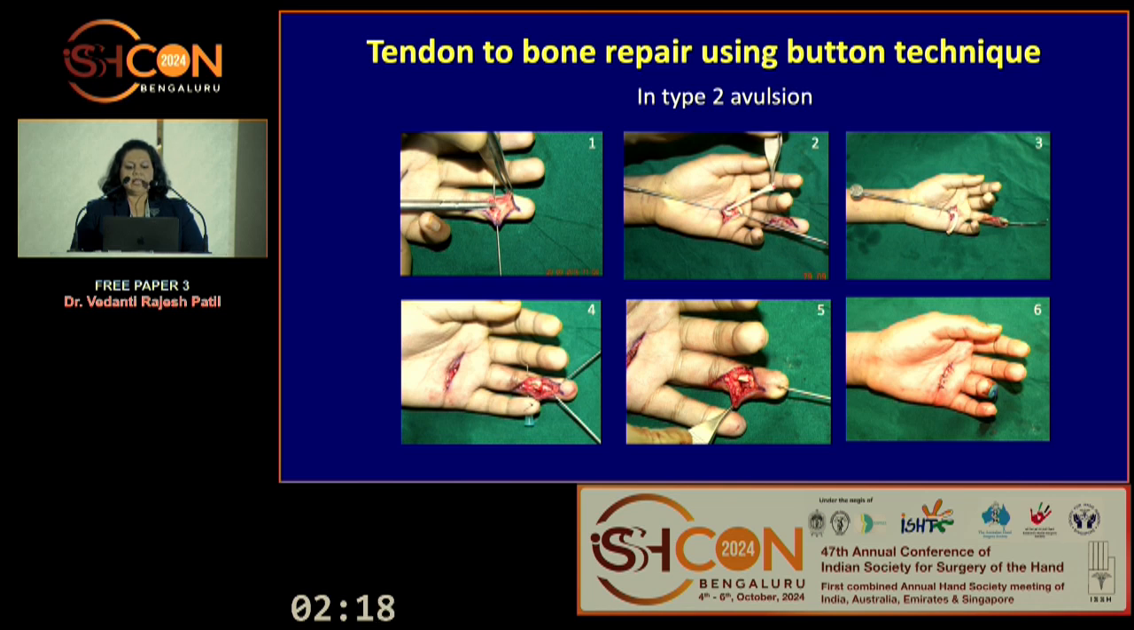This is a type 2 avulsion injury. We did a tendon to bone repair using the button technique. Here the A5 pulley was dissected and the fibrous tissue was excised. The A5 pulley had to be sacrificed.